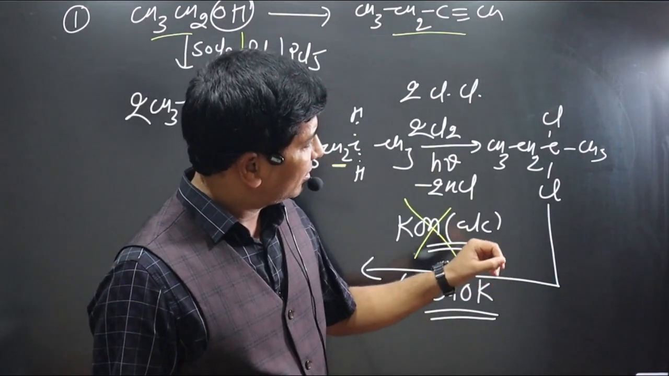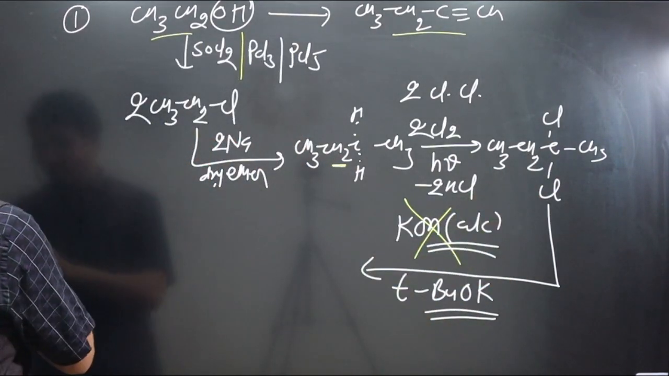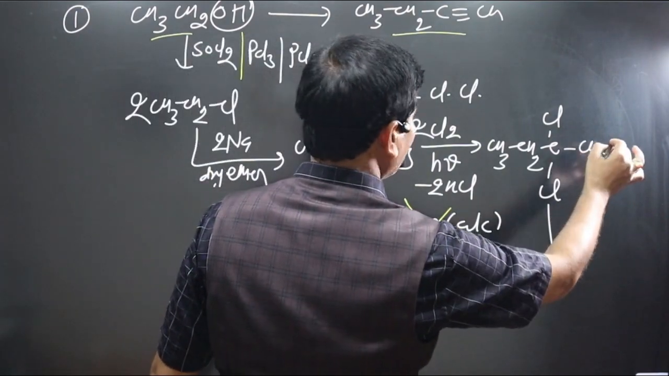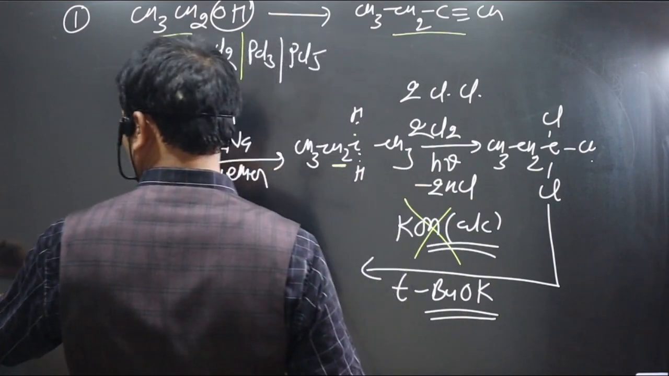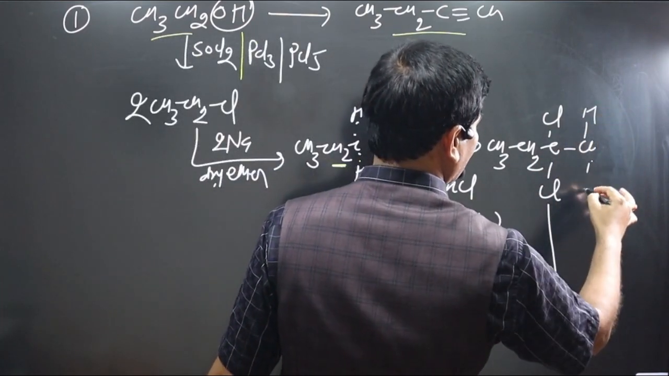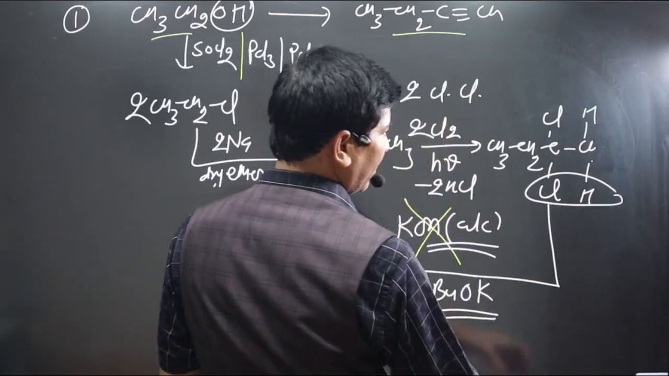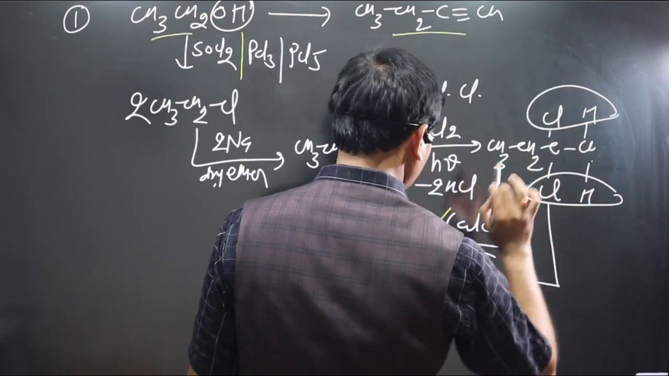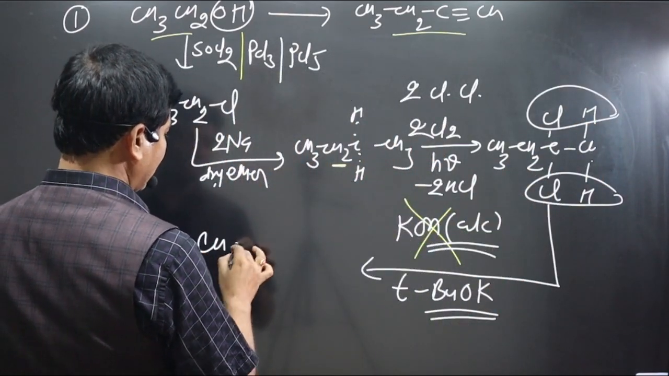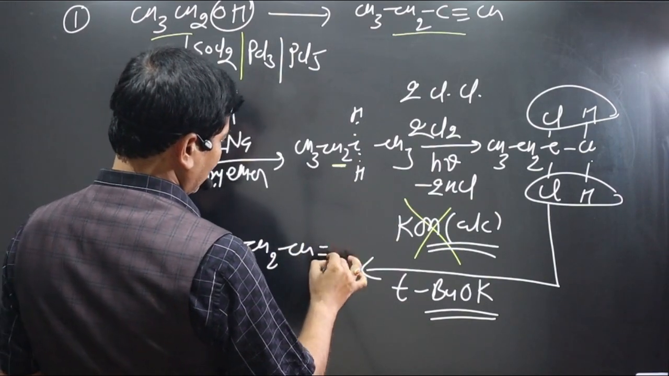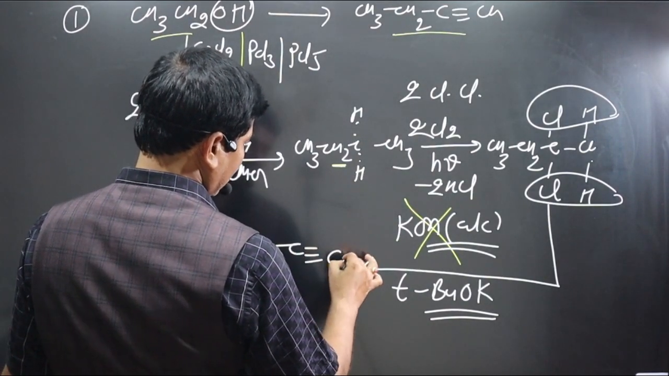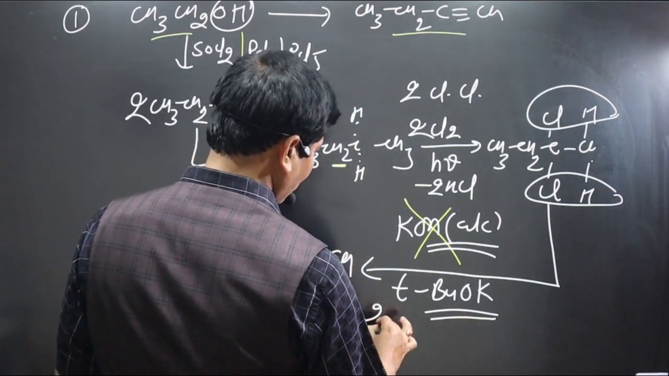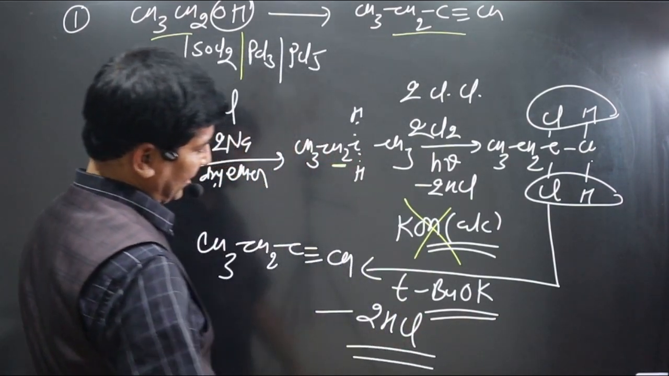So I remove one HCl from here. I do one thing, remove HCl from here. Here we have one H. One HCl removed from here, one pi bond. One HCl we removed from here, one pi bond. Then we get the product CH3CH2C≡CH, because we have removed two HCl.